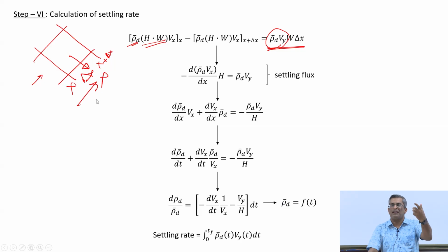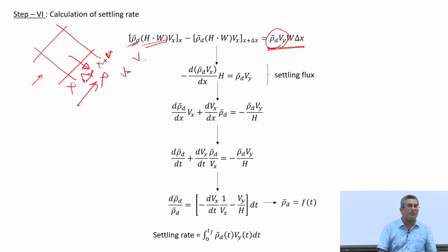Okay. If you want to get an expression for settling rate as a function of space or distance, then you can get expressions for Vx and Vy also in terms of x. So, you can eliminate time basically. Okay. And then finally get the settling rate as a function of this spatial distance. Okay. So, this parameter will give you the total settling rate, or the total amount which has settled.